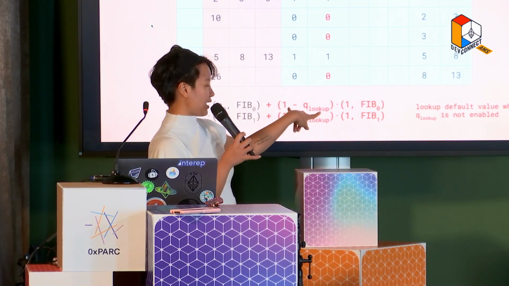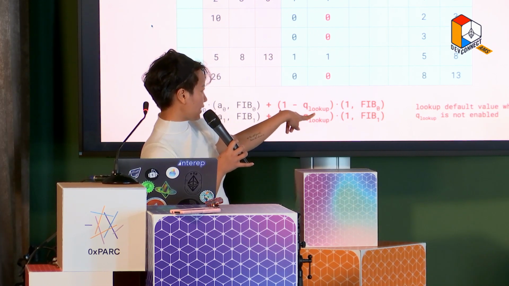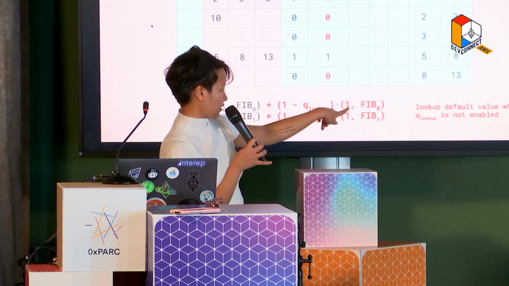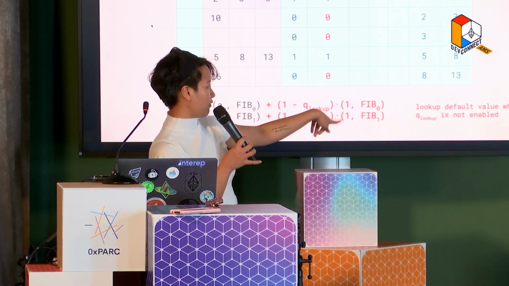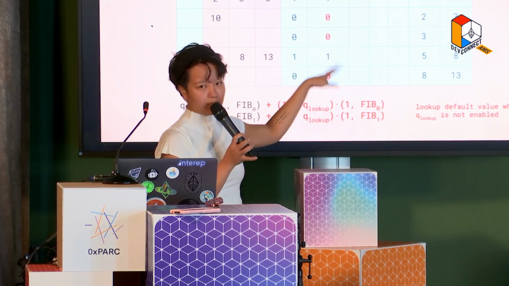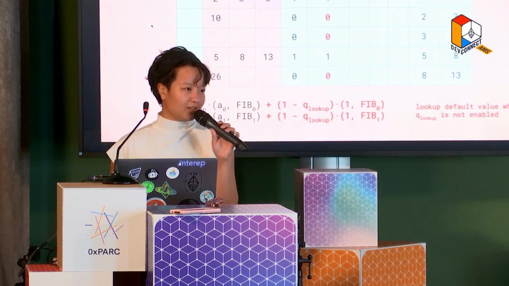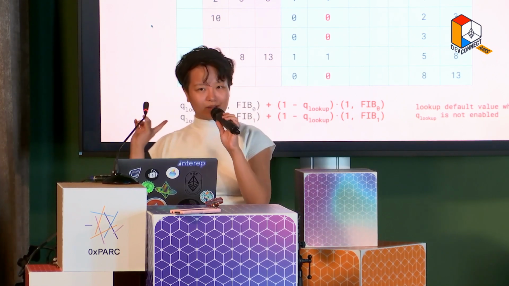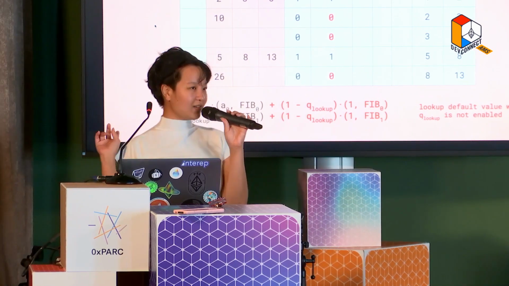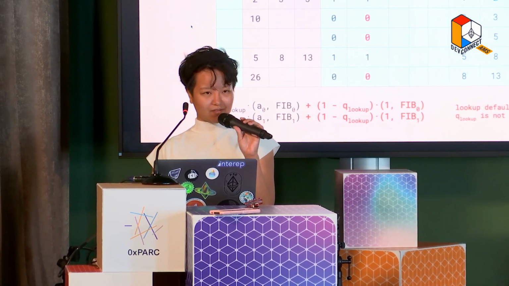I've put in a 1 minus QLOOKUP. So when QLOOKUP is 0, we check this constraint. And I've put in the default 1, 1 value that basically will allow the lookup argument to pass on every row. And if you want to learn more about this stuff at this level of detail, you can come to our workshop, me and Chichung's workshop in the afternoon.